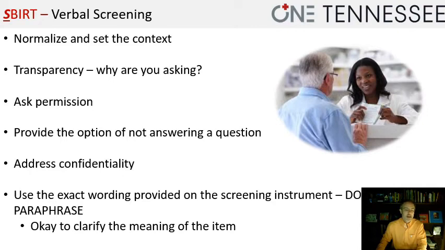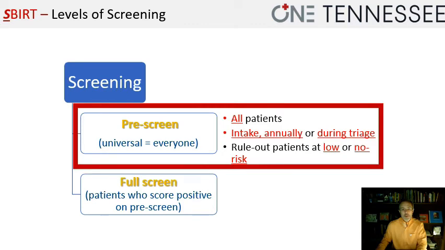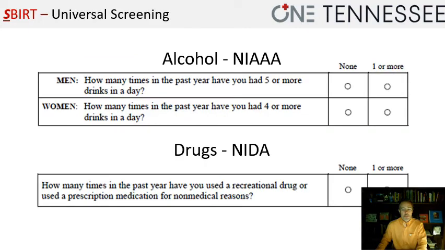When looking at the levels of screening, all patients should receive a pre-screen. This could be an intake annually or during triage. This helps to rule out patients at low or no risk. The universal screening tool is fairly straightforward, and an answer of one or more on either the alcohol or drug survey is indicative of a positive response, and further screening will be needed.